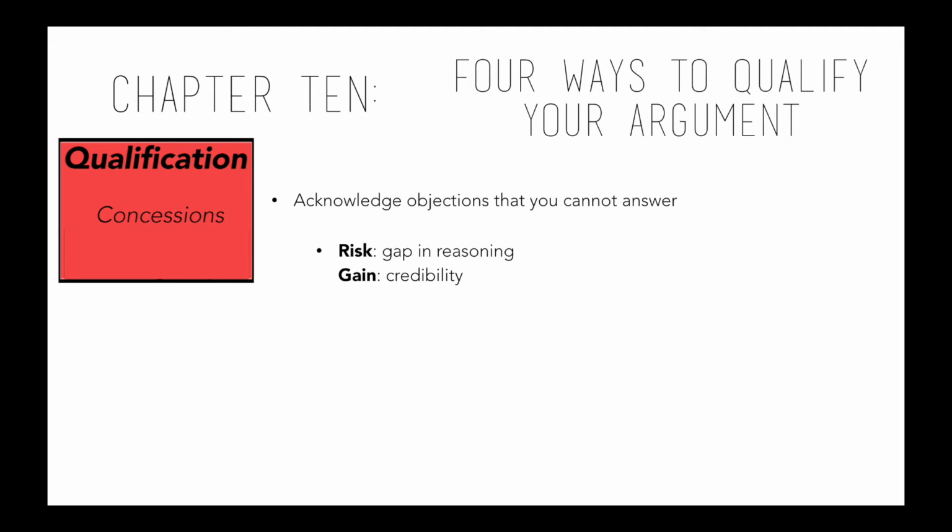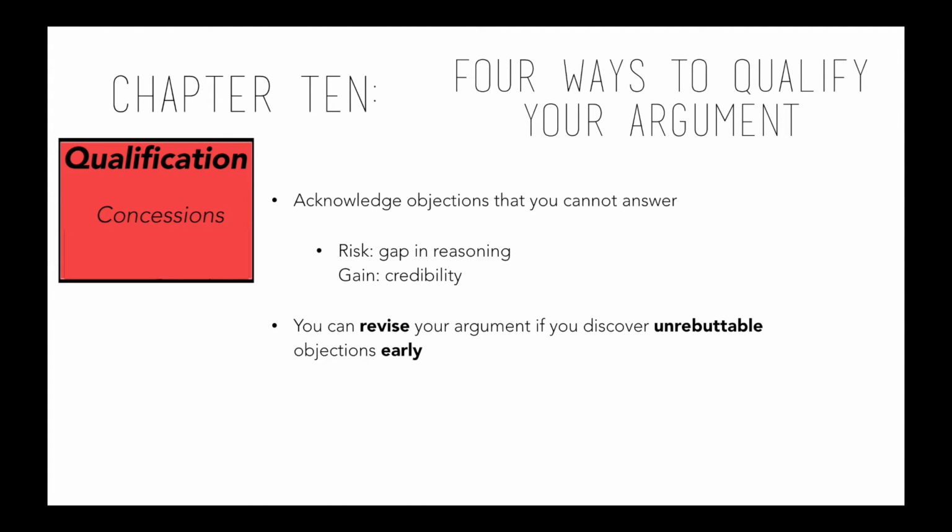You risk revealing a gap in your reasoning, but you gain credibility from acknowledging your limits, but make sure that your support more than compensates for the objection. If you discover unrebuttable objections early, you can revise your argument or even your claim. Concession will make experienced researchers think better of your argument and you, and is also a way to invite readers into the conversation.